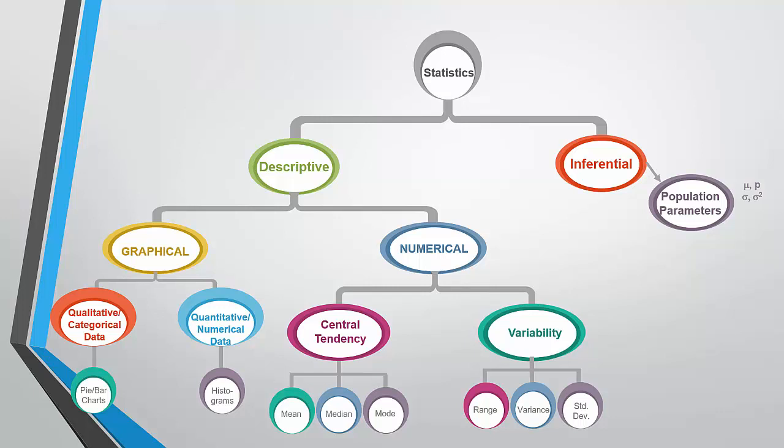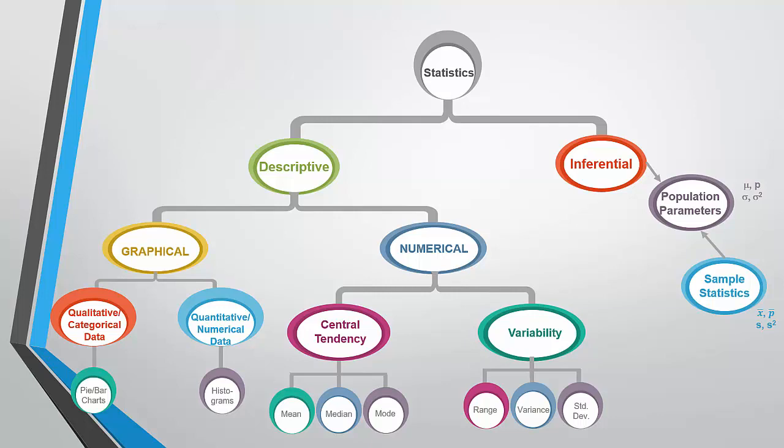When you summarize information from a population, you call those measures population parameters, and it's easy to remember because PP, population parameters. And these are mu for mean, P for proportion, sigma for standard deviation, sigma squared for variance. On the other hand, when you summarize information about a sample, we call these measures sample statistics. And again, it's easy to remember, SS, sample statistics.